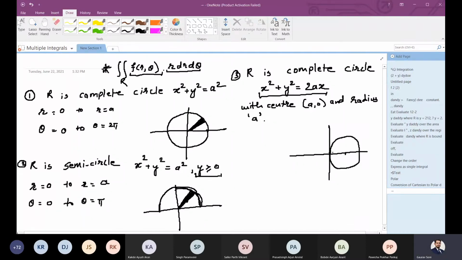Yes, who can try the limits in this case? So I'll take the strip. Sir, r equal to 0 to 2a. No.